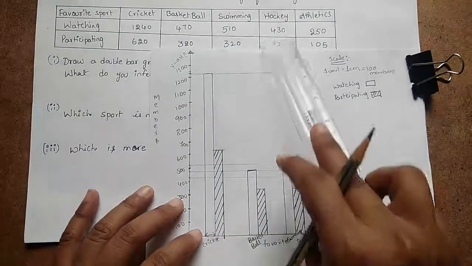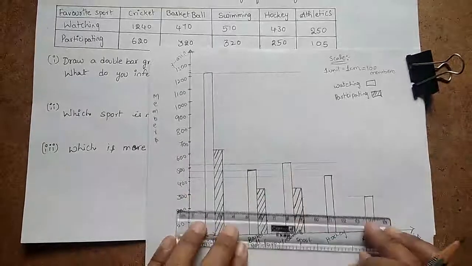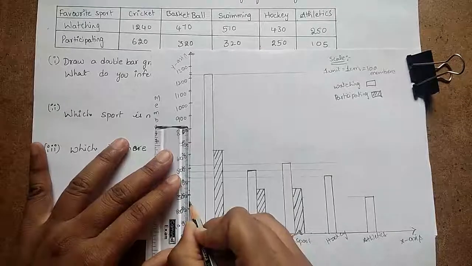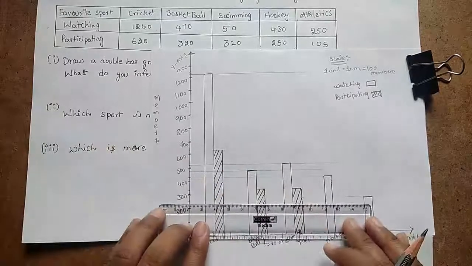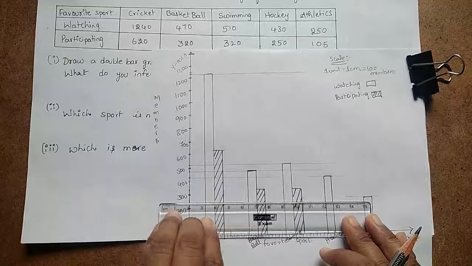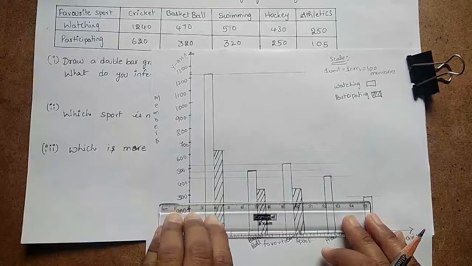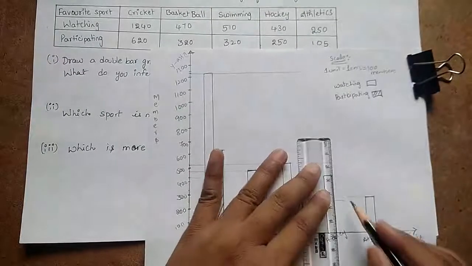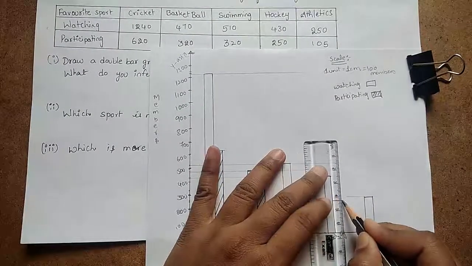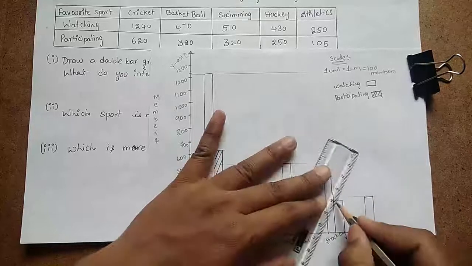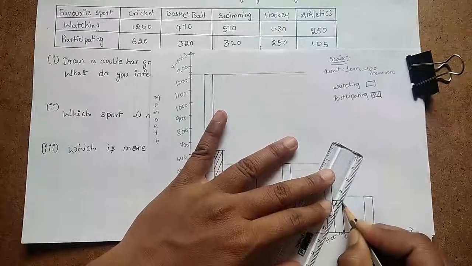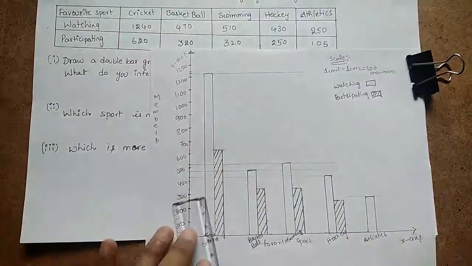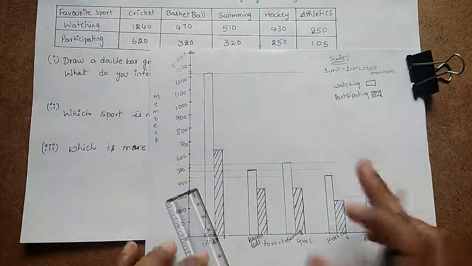Next, coming to the hockey, there was 250 participating members. 250 is nothing but the midpoint of 200 and 300. So this was the point here. So take a line for this and draw like this. Draw the checkbox in the participating. This was the hockey.